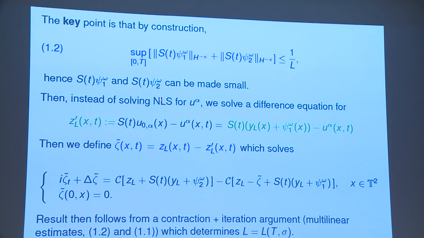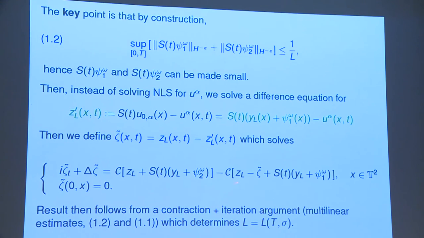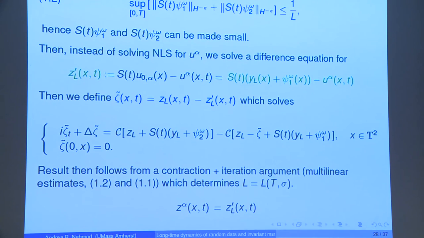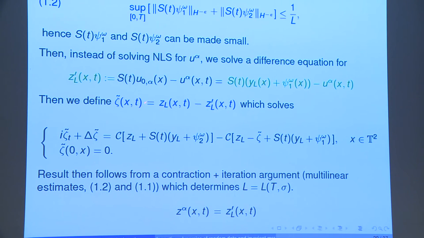They can be made small. So instead of solving for U alpha, you look again at a suitable difference equation. You call zeta prime L the linear evolution of what you want minus the solution. This is what you want to solve for. But instead of looking at that, you look at the difference between the Bourgain one and that one. That's the perturbation. It solves this problem, and this is kind of like the cubic term. The fact that these two things are small is what allows you to finish with a contraction and iteration. These two things being small, plus this uniform bound, allows you to prove that this exists, and then the solution, the z alpha that you're after, is simply this z prime. So you found the solution as the linear evolution of that data plus the z alpha.